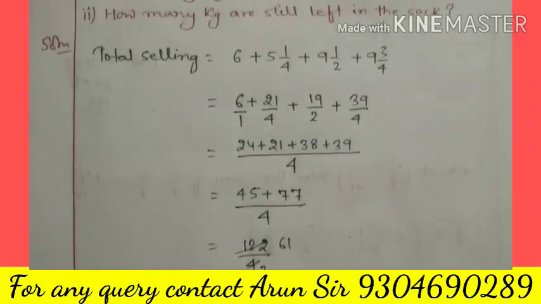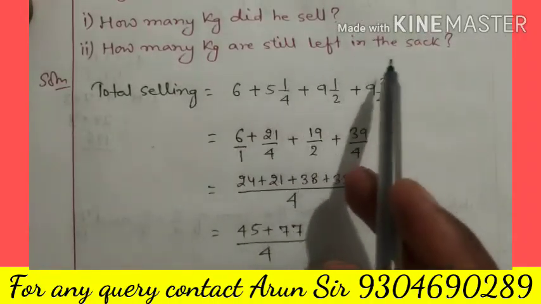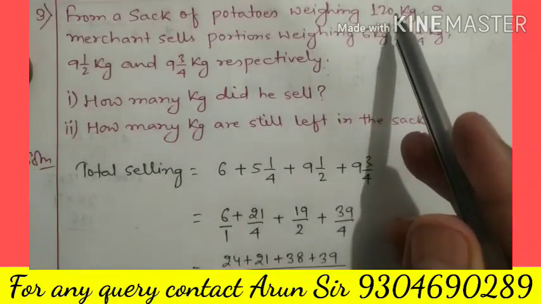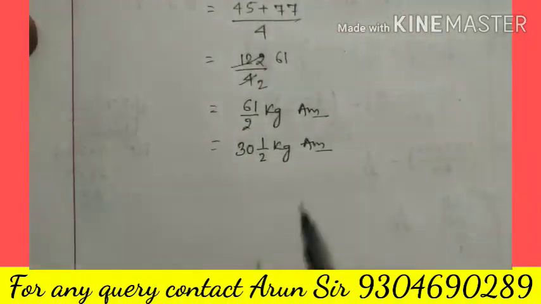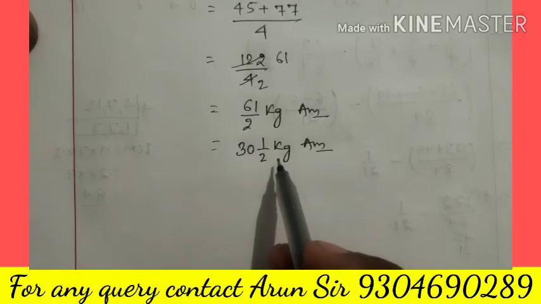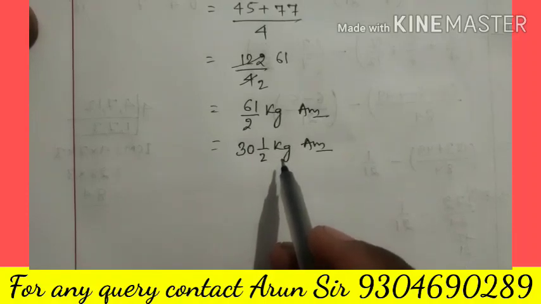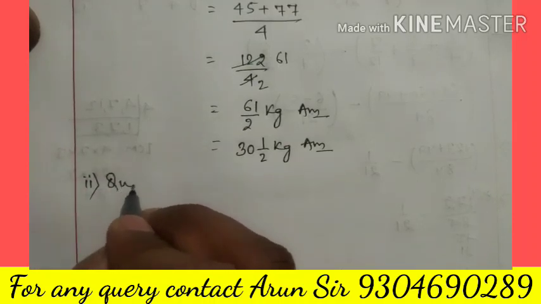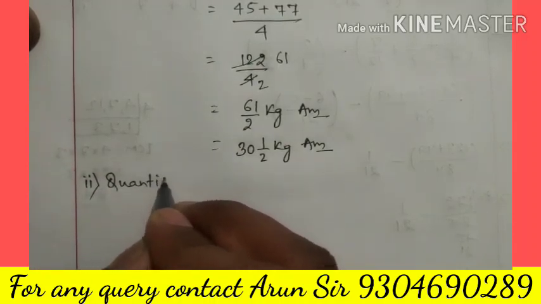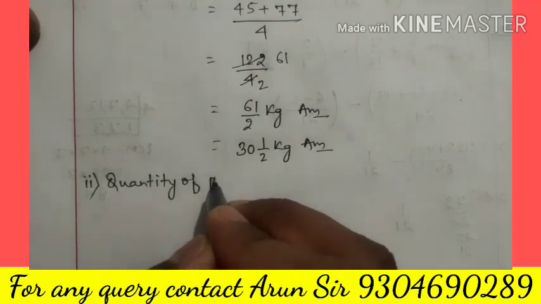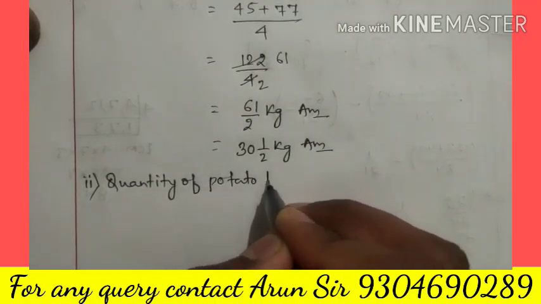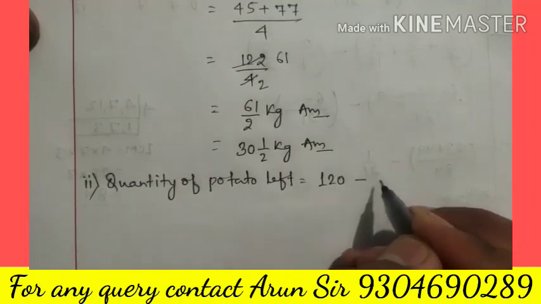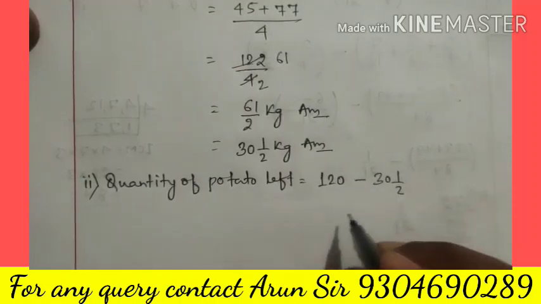Now the second question is asking how many kg are still left in the sack. In the sack we were having a total of 120 kg. Out of 120 kg this much kg has been sold. Then the question has asked how many kg are still left. The second quantity of potato left. How will we find it? From the entire 120 kg we will subtract 30 whole 1 by 2 kg.